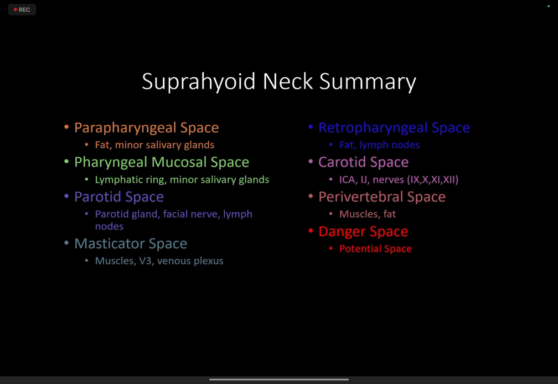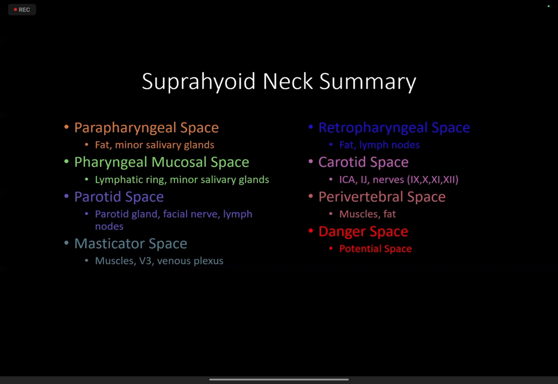Make sure you look at your internal jugular vein for thrombosis. Take a look at the history to make sure the patient hasn't had a history of prior radiation in the setting of head and neck cancer. And we also learned that infection can cause inflammatory edema or fluid within the retropharyngeal space.